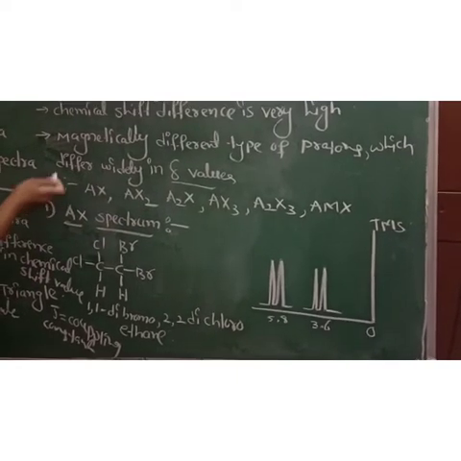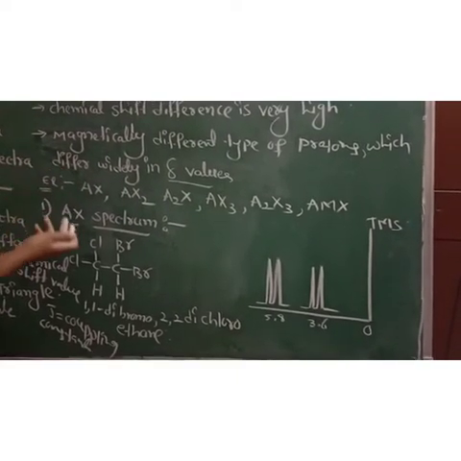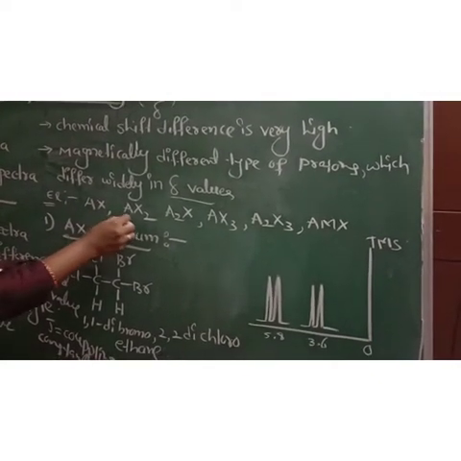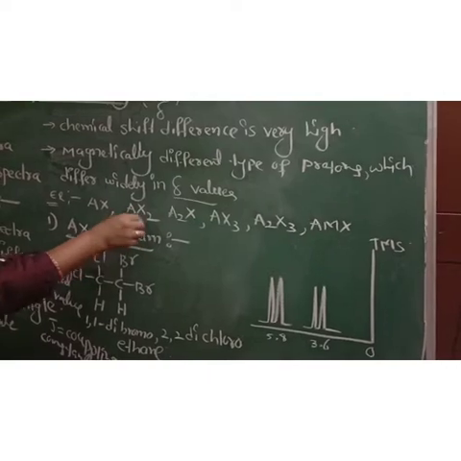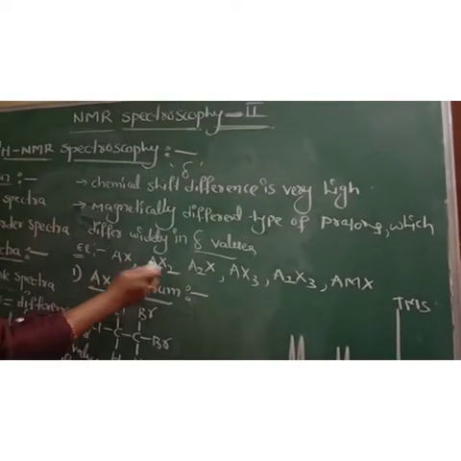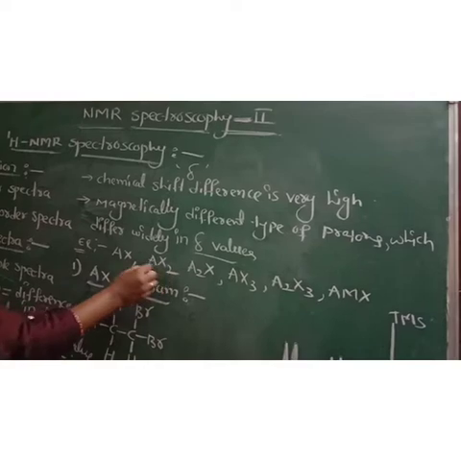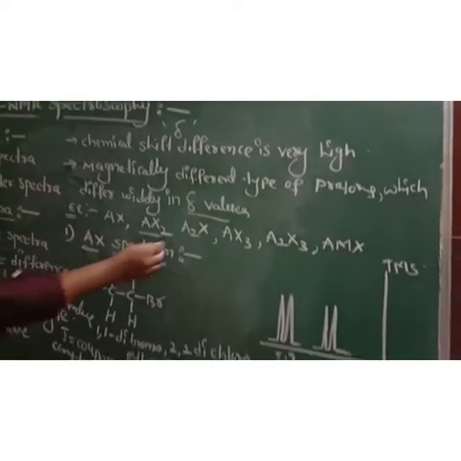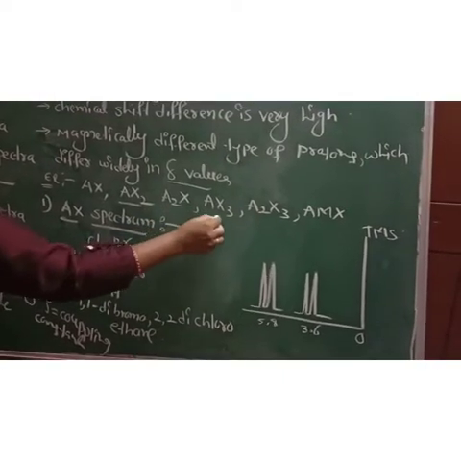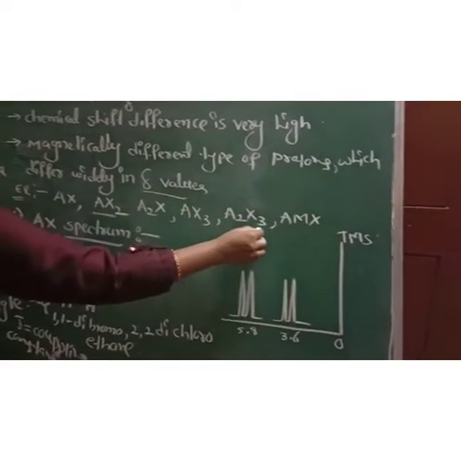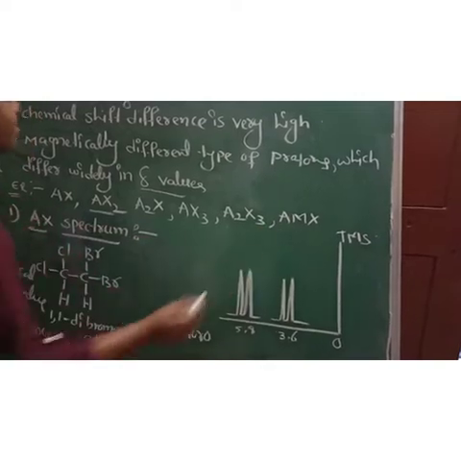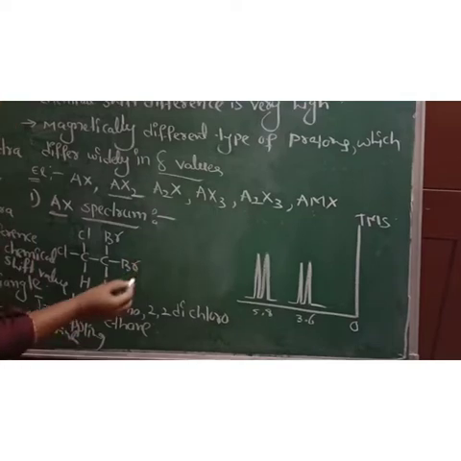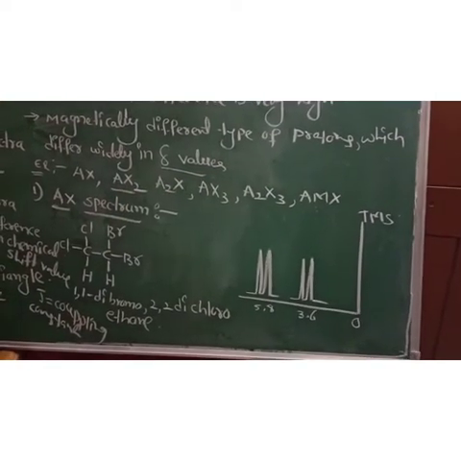For example, if two different types of protons are present, that is A and X. Again, two different types of protons, but the number of protons differs, so A and X2. That is one type of spectrum, the AX2 type of spectrum. Next, the A2X type of spectrum, the AX3 type of spectrum, the A2X3 type of spectrum, and the AMX type of spectrum. AMX means three different types of protons are present in that molecule or spectrum.